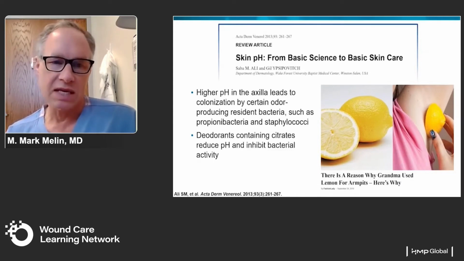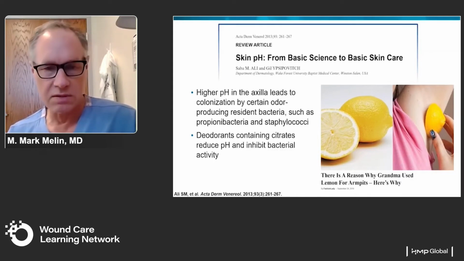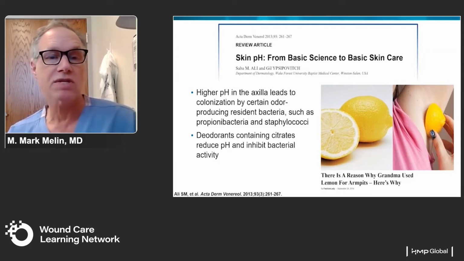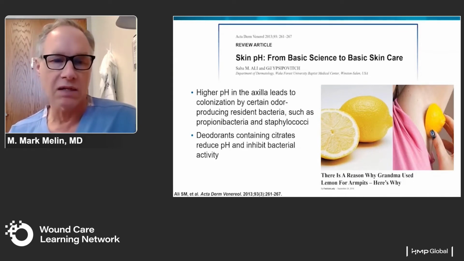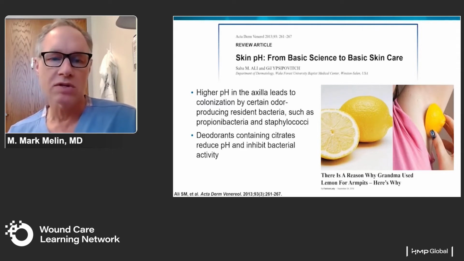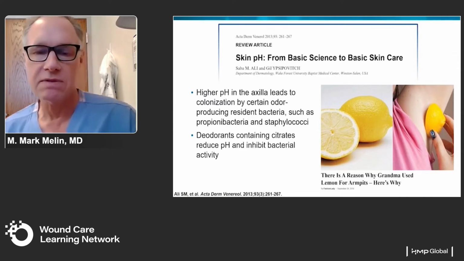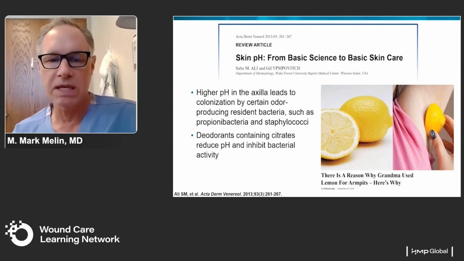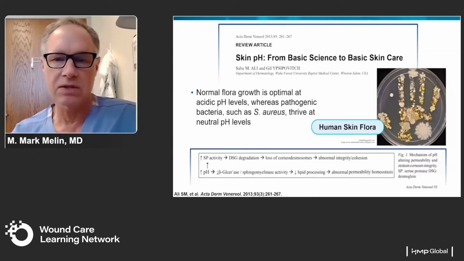We can see this in the axilla, in the groin, and between the toes. If we think about our patients that have an elevated BMI, you'll see this in between the folds as well. These areas tend to have increased fungal elements that live in a symbiotic relationship with other bacteria, such as Staphylococci and Propionibacteria. Deodorants take advantage of this with citrates by reducing pH, which has an inhibitory impact on overall bacterial activity.